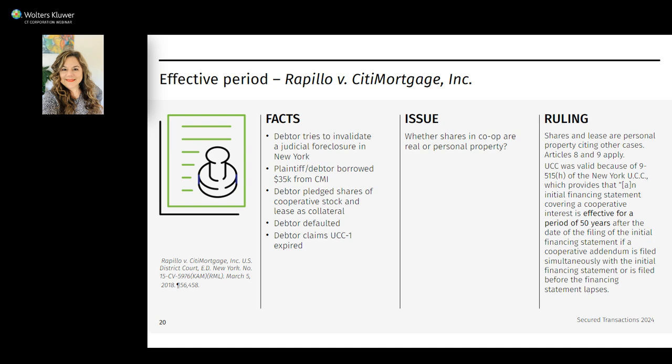UCC was valid because under 9-515 of the New York UCC, it allows for a UCC financing statement covering a cooperative interest to be effective for a period of 50 years. I'd never seen that before, by the way, when I found this case. So I found that really interesting. And they did everything correctly. They did it by the book. They looked at the statute. They knew that there needed to be an addendum. They filed the addendum simultaneously with the UCC1. That meant that the debtor, Rapio, was really out of luck here, and the banks were able to carry on.